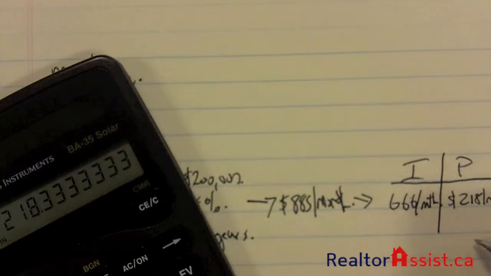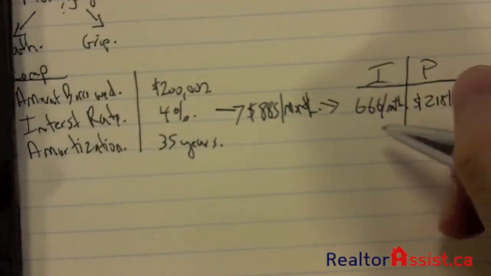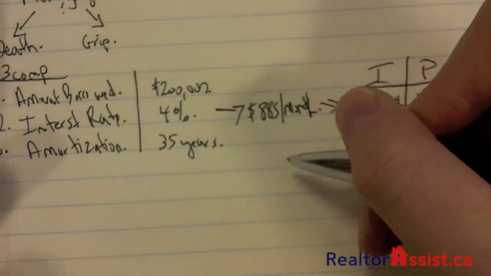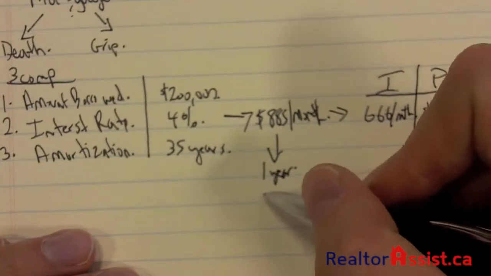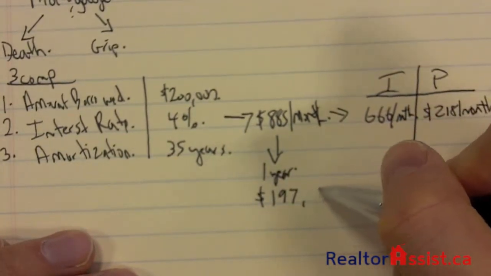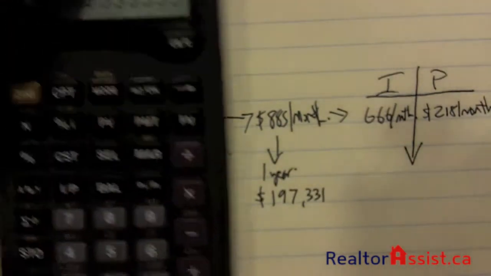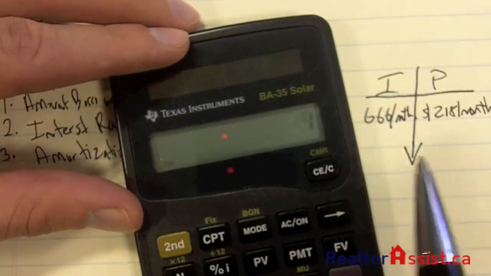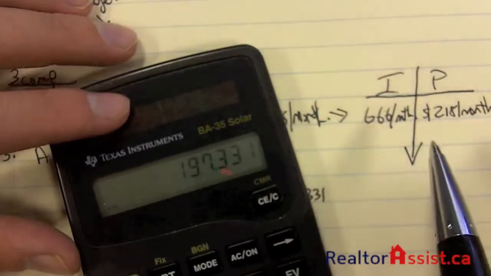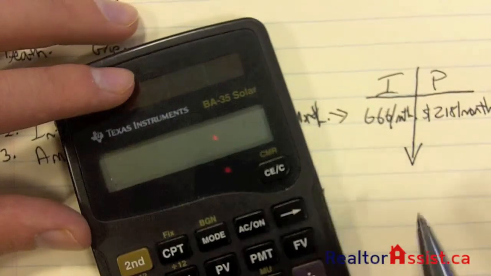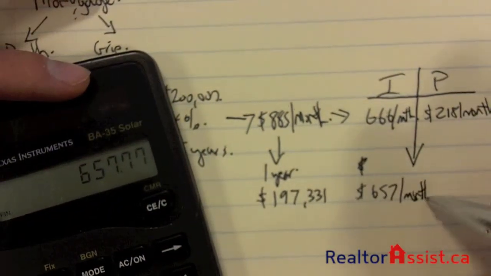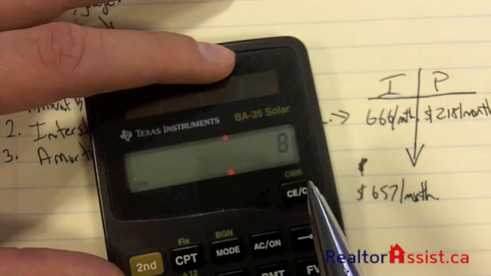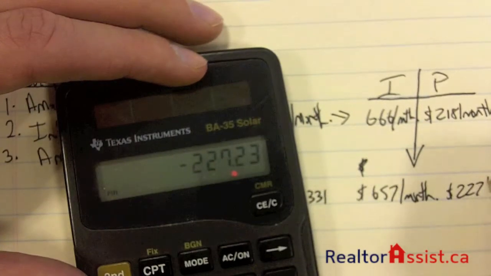Now, as we pay down our principal, we would owe less, therefore we would be paying less in interest. So what I want to do is show what happens a year from now. After 1 year of paying $885 a month, I already determined we would owe $197,331. So again, at 4%, let's determine how much is going to interest. Times 0.04 divided by 12, $657 a month, or $9 less. And then we take minus our 885, and we have $227 a month going to principal.